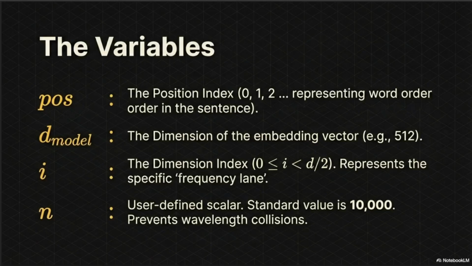Okay, to build this formula, we need 4 variables. The first one is the pos, simply the word's place in the sentence, or position. Second, d is the size of the embedding vector, for example 512, and then the i, which tracks which dimension of the vector we are filling, and finally n, a tuning parameter, with the standard value of 10,000 set by the original authors. This n essentially controls the range of frequencies we will generate.